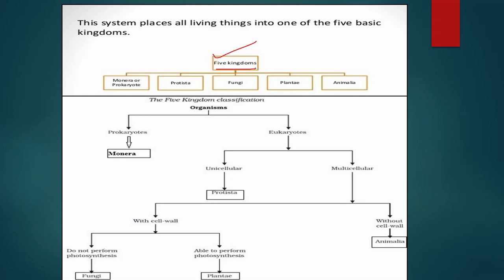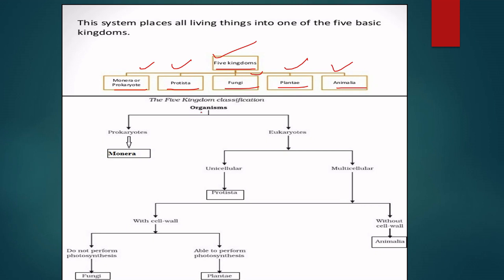The scientist Whittaker first differentiated all the living organisms into 5 different kingdoms. So what are the kingdoms? First is the Monera kingdom, then Protista, then Fungi, then Plantae, and then Animalia. Depending on the characteristics, he classified the living organisms into 5 kingdoms.